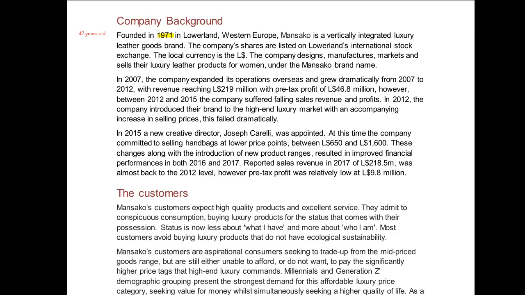But then again, at the same time, there are much newer companies probably coming into the industry much later on. So it's kind of a middle ground in terms of how old the company is and how long they've been established. So founded in 1971 in Lowerland in Western Europe.